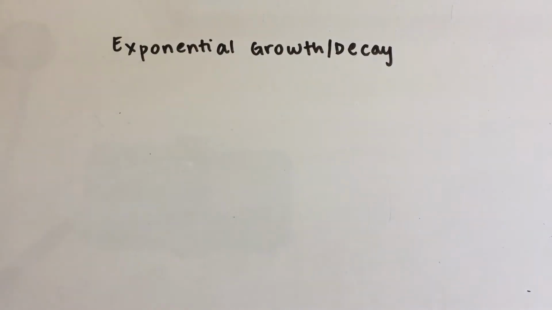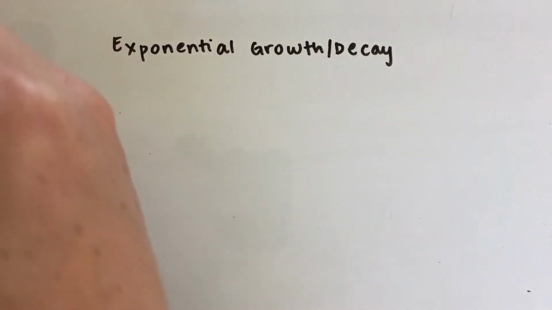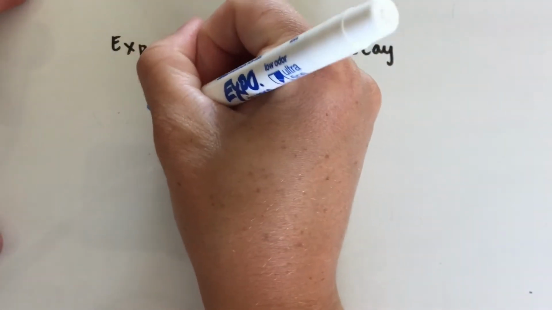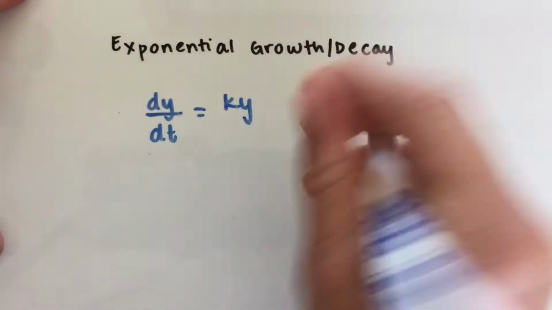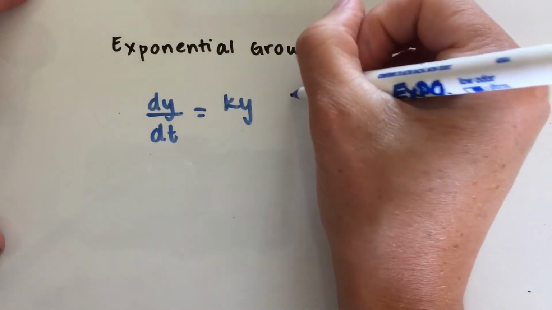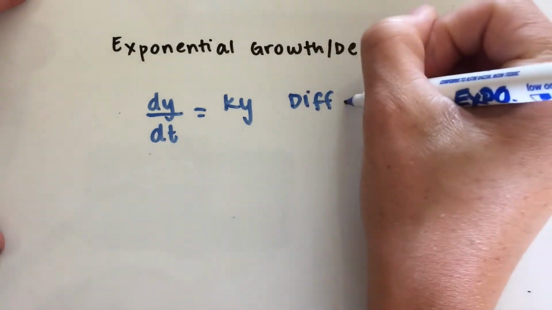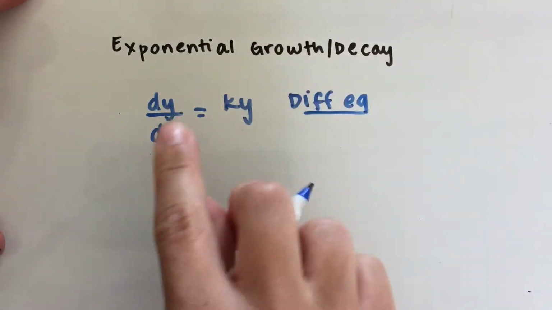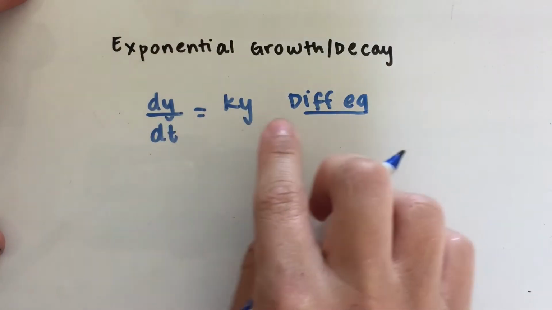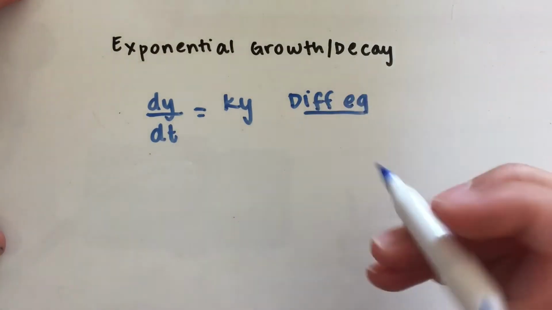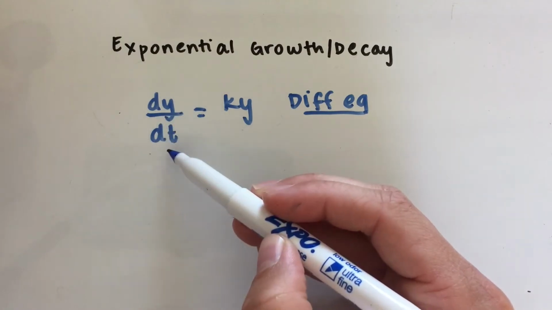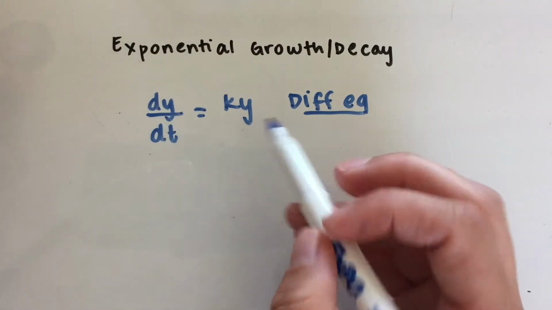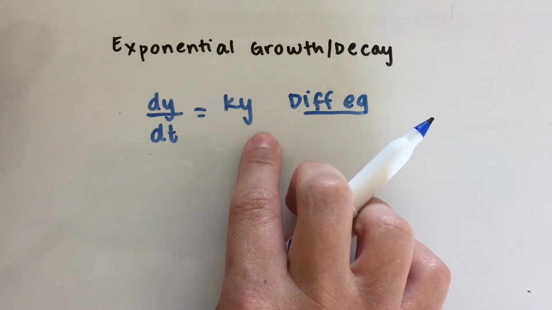In this video, I will be talking about exponential growth and decay. So first off, I'm going to start with the differential equation dy over dt equals k times y. And this is a differential equation because we have y prime and y in the same equation. So this is saying that the rate of change of y with respect to t is proportional to y itself.